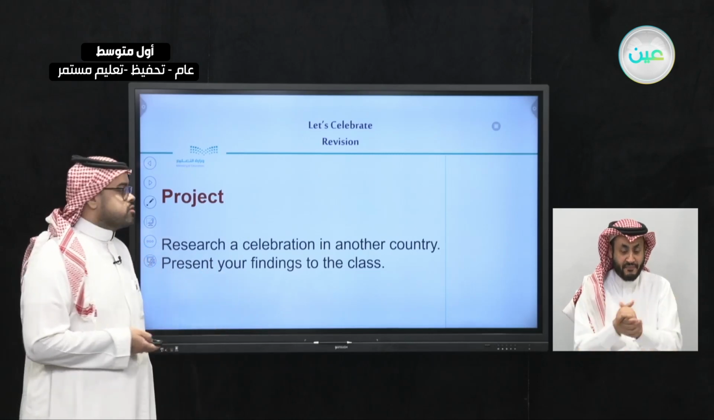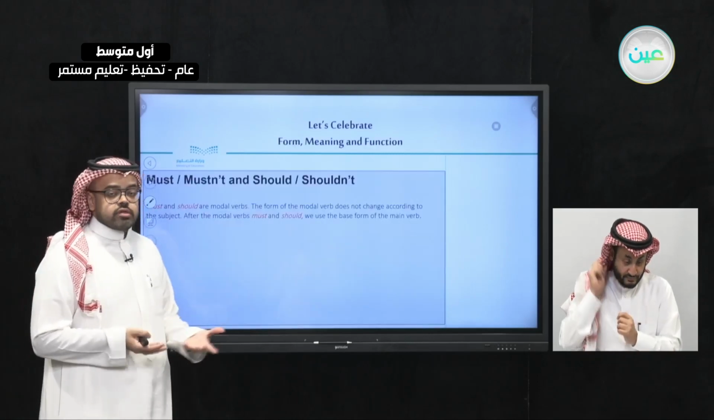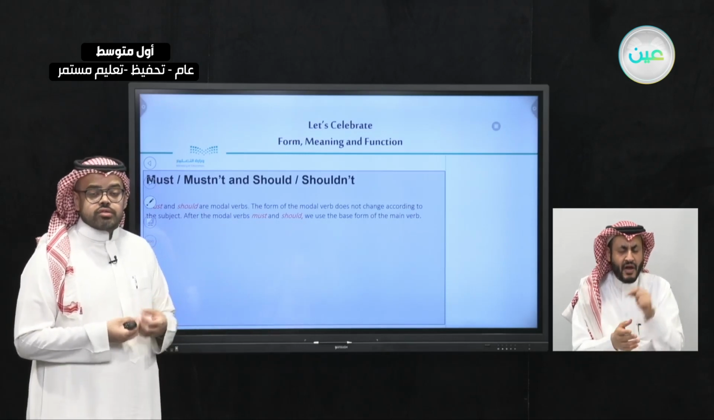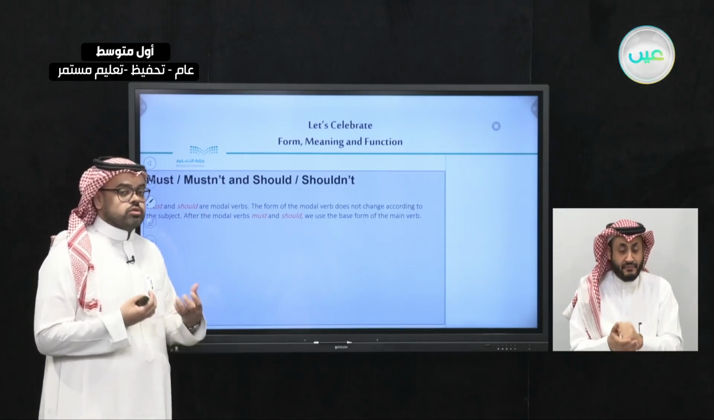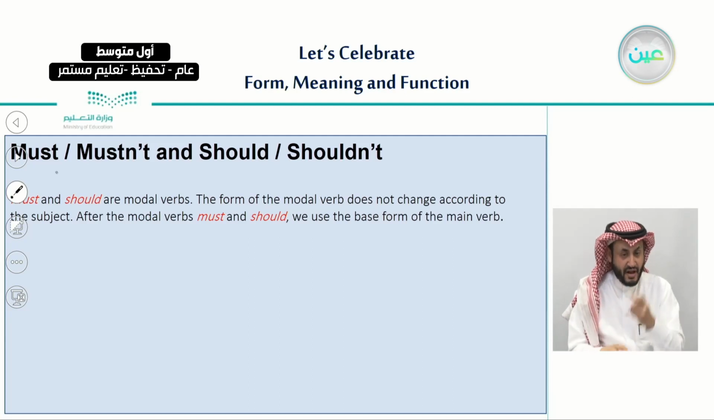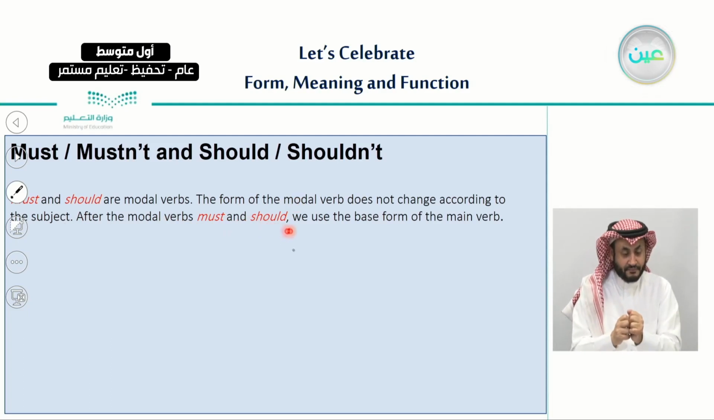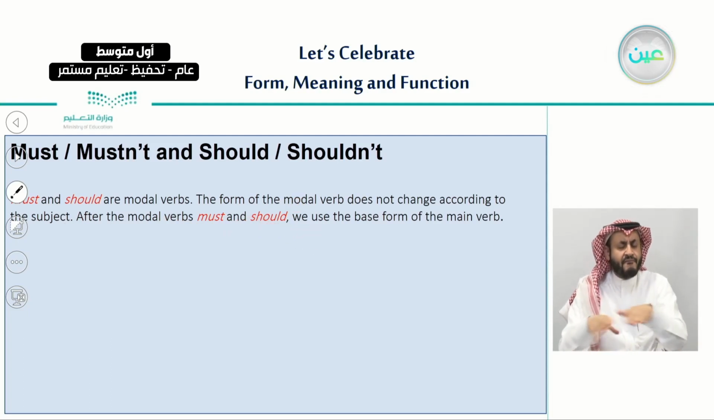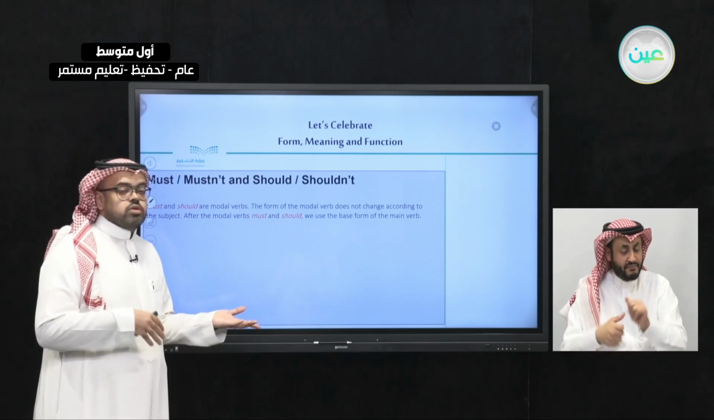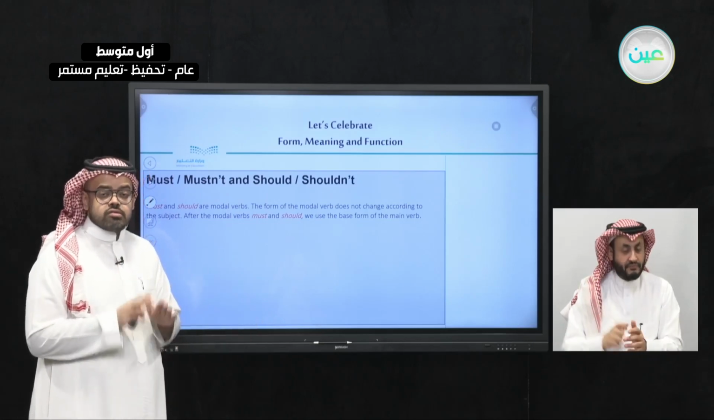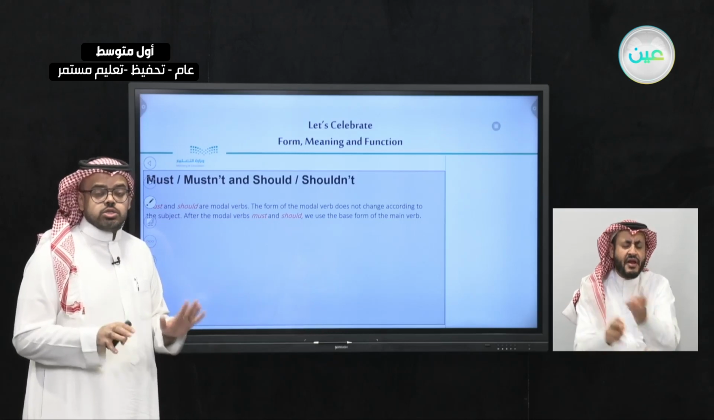Now, as for our lesson today, we have a very important lesson about using two important verbs. The first one is must and the second one is should. We use must and should, and they are called modal verbs. The form of the modal verbs does not change according to the subject. Usually after the modal verbs must and should, we use the base form of the main verb. So whether we use must or should, the subject remains the same. We don't make any changes to the subject.